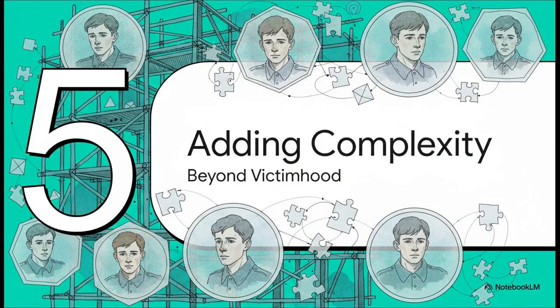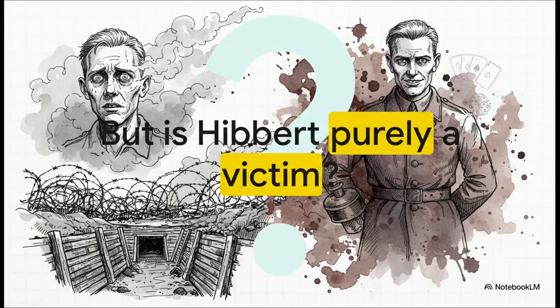Okay, our main structure is built and it is solid. But, to really push for those highest grades, we need to add some complexity. We have to show the examiner that we can see the character from every single angle. So let's actually challenge our own argument a little bit. Is Hibbert just a victim? Because if we only see him as a sympathetic casualty of war, we miss a really important and, frankly, a much less pleasant side of his character that Sheriff put in there for a reason.